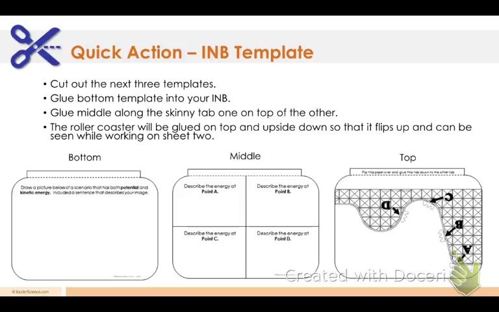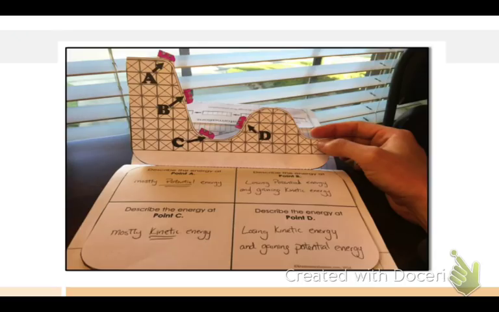You're going to glue the middle one along the tab, just along the tab. It will be turned upside down, okay? And it's going to flip up so that you can be working and seen while working on sheet 2. Okay, and then we have the top. And I have a picture if you're confused about this, okay? It's going to look like this.